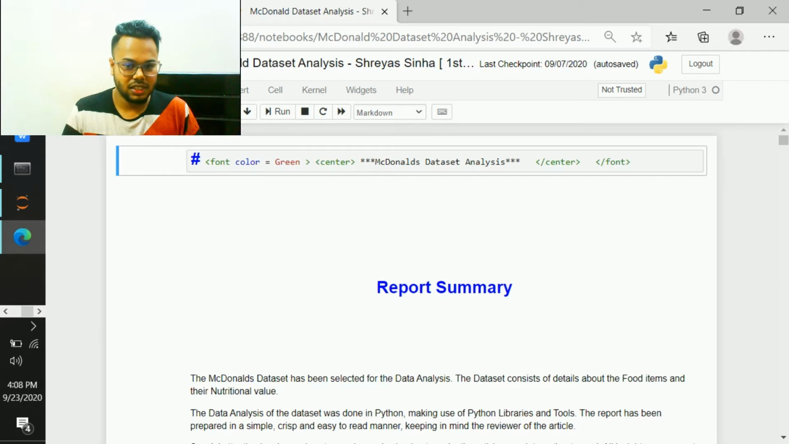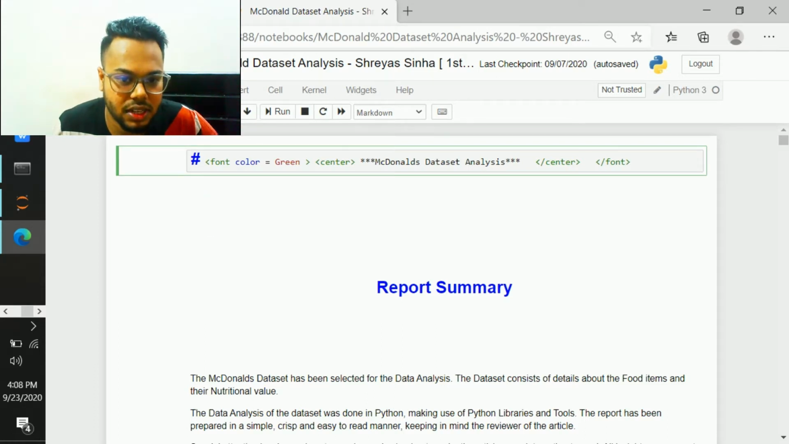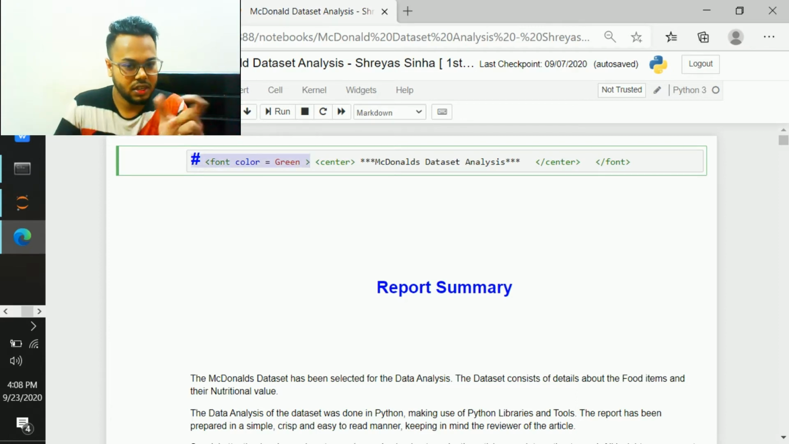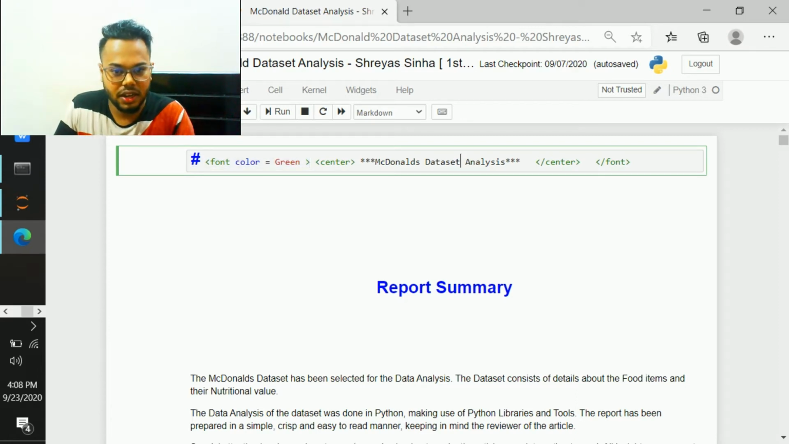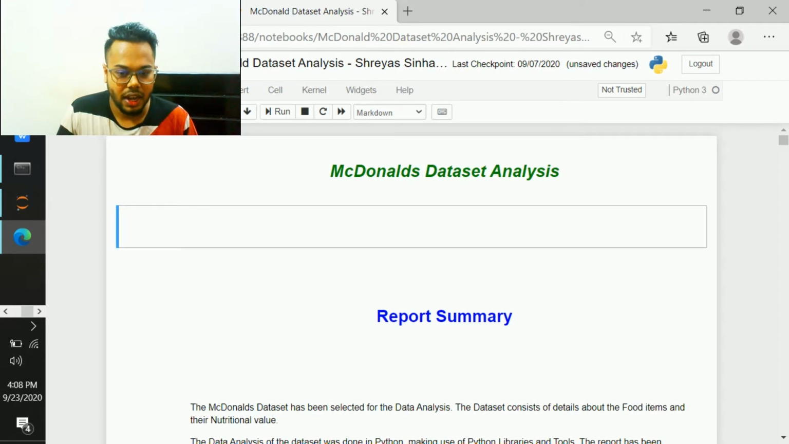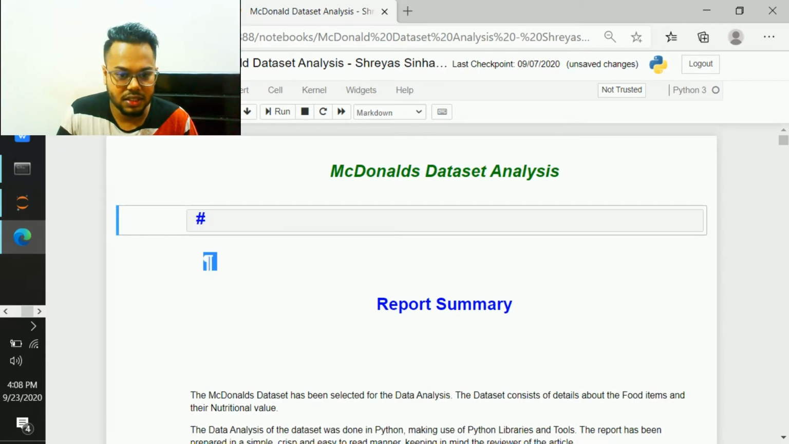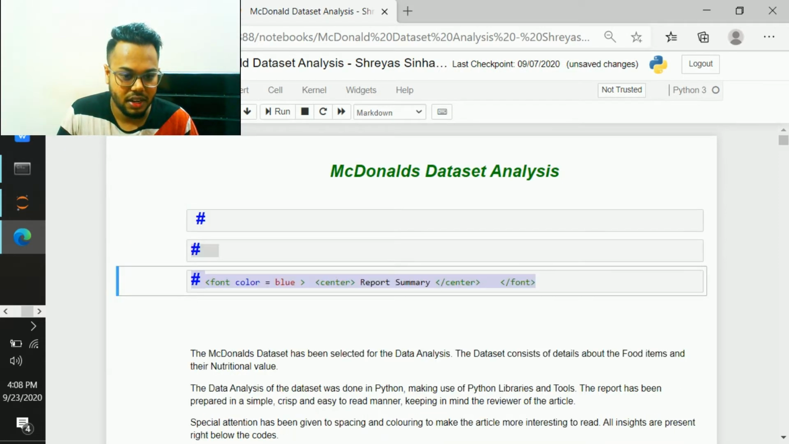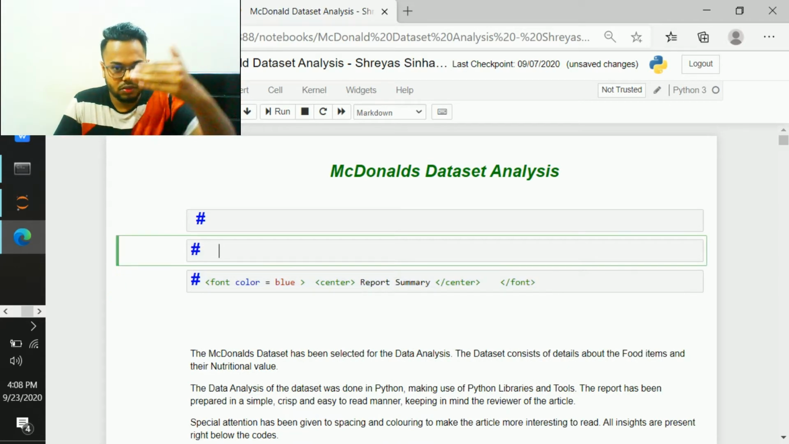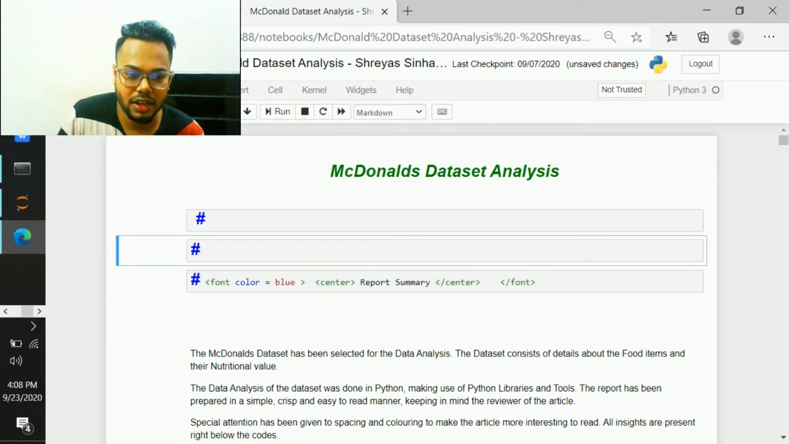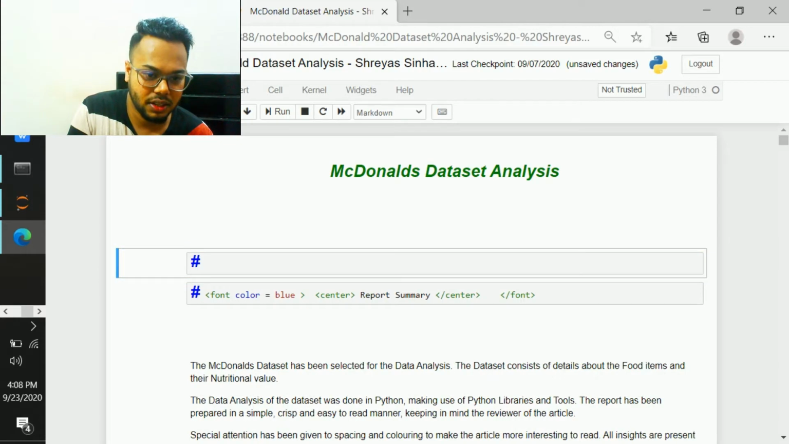So you would see that I was also learning HTML, so a lot of the HTML concepts have been used in the Jupyter notebook as well. As you can see, the font colors have been changed, and these are cells which I have made just for the spacing. So let us proceed now.